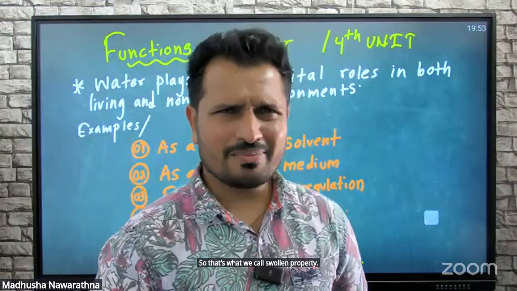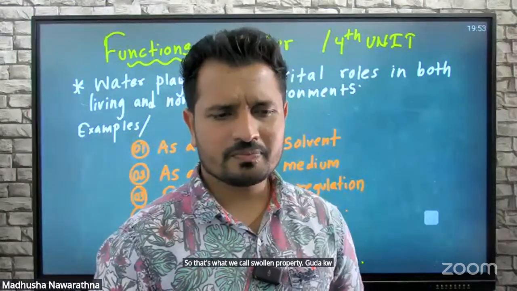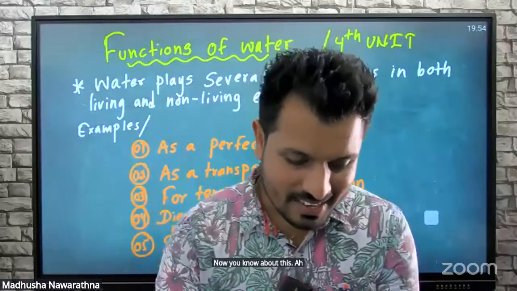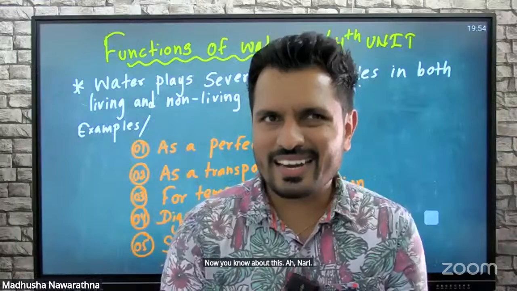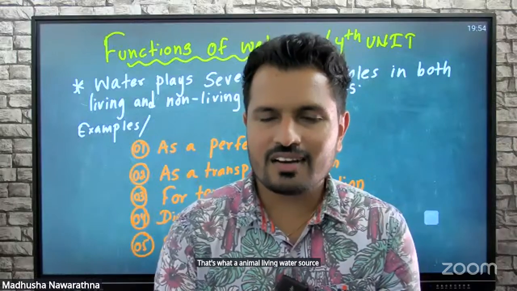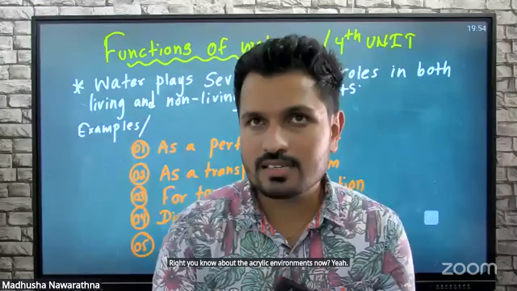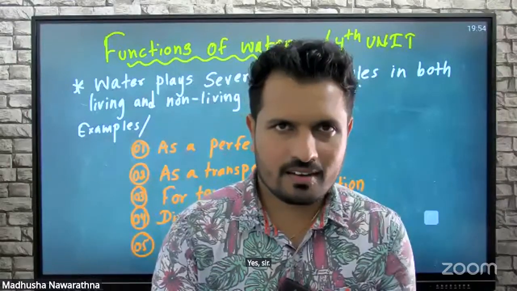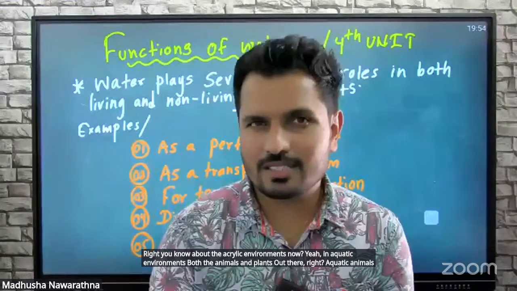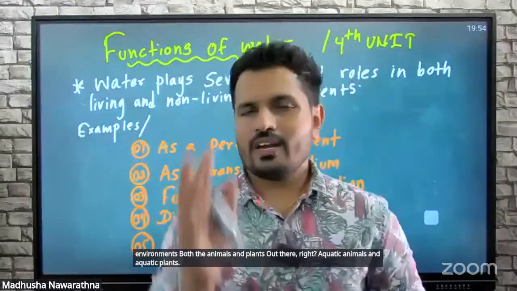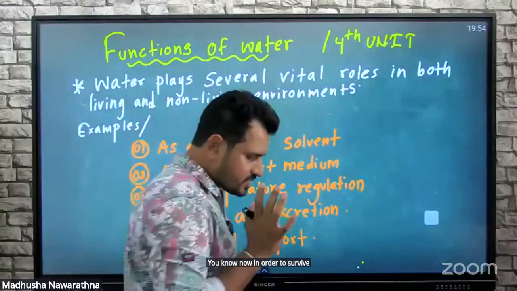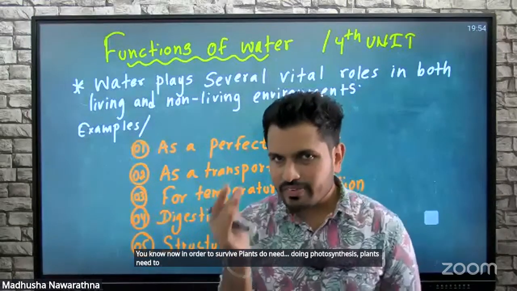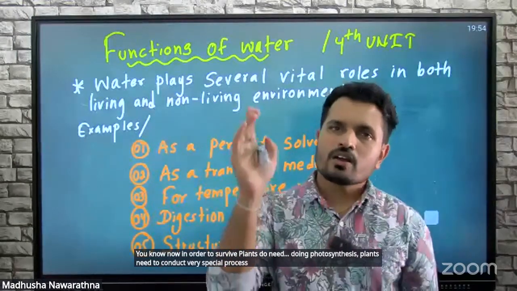Let me tell you something very important that you haven't mentioned. Now you know about this. Right, you know about the aquatic environments now? In aquatic environments, both animals and plants are there. Aquatic animals and aquatic plants. You know now, in order to survive, plants need to conduct a very special process, what we call photosynthesis.